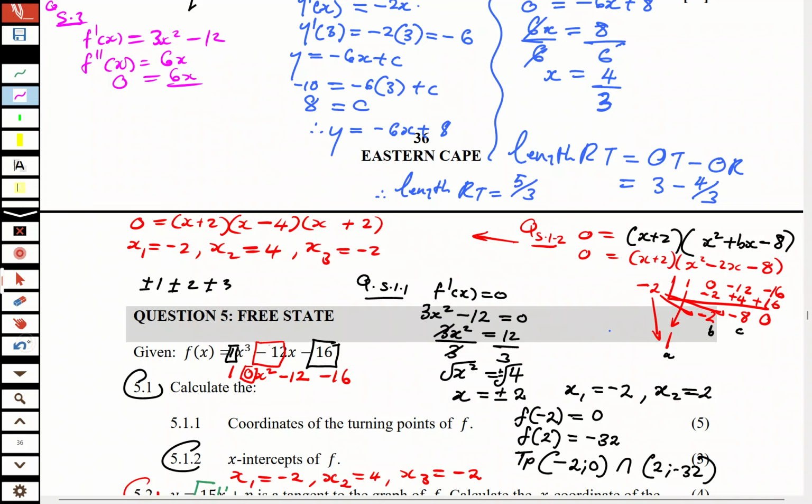Not exactly to 0. Remember, I said they said concave up, so you say what? This is your second derivative. You say this has to be greater than 0. When you divide both sides by 6, x is simply what? x will be simply greater than 0.